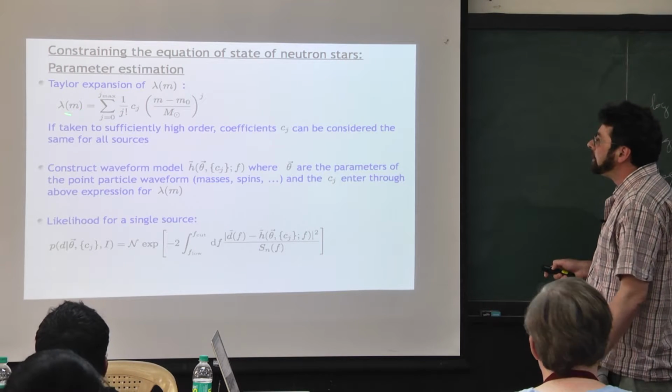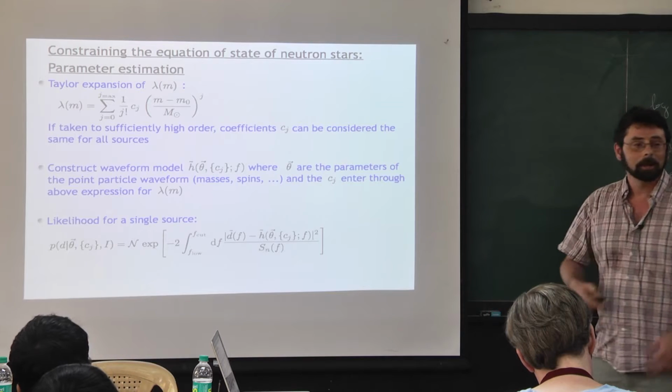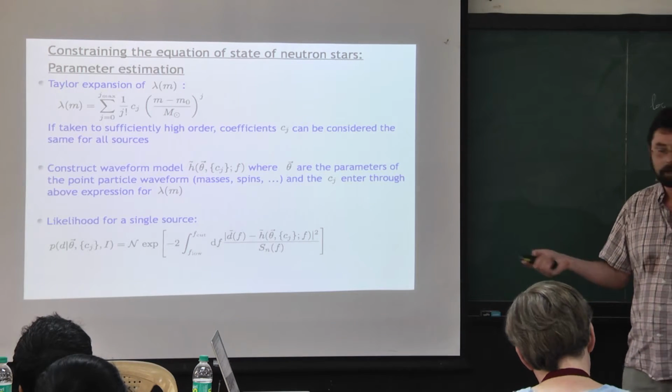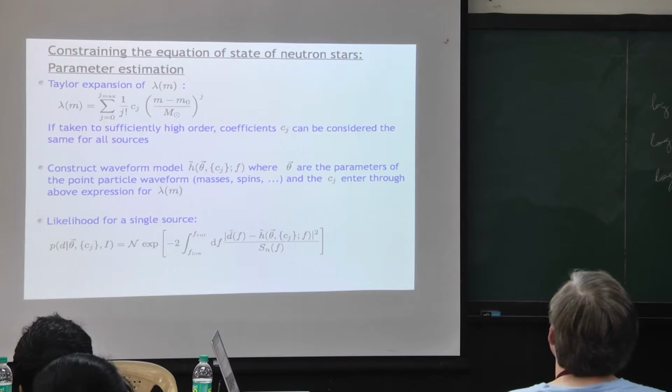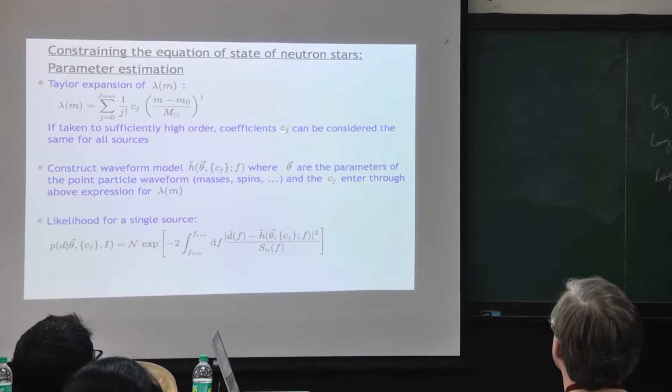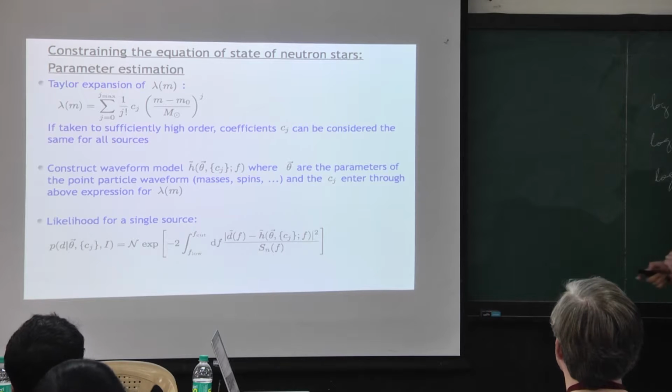Now, we can't take this Taylor expansion to infinite order, of course. We have to cut it off somewhere, but like I said, the general expectation should be that only a finite number of coefficients can be measured anyway. And so even if you cut off this Taylor expansion at some finite power of m minus m naught, then you can still, to good approximation, assume that this finite number of coefficients will be more or less the same for all sources.